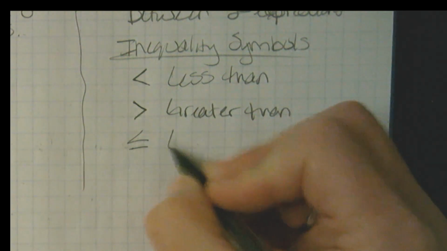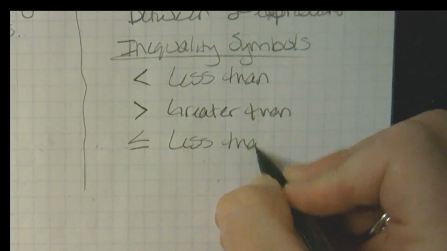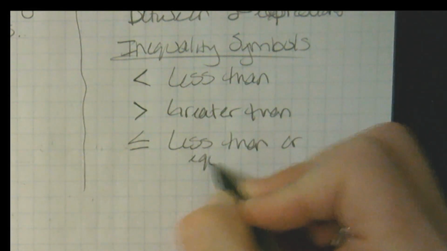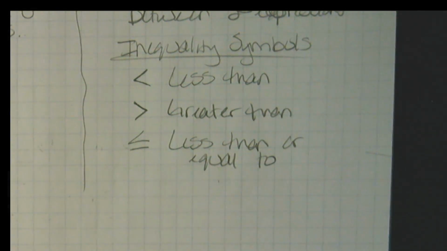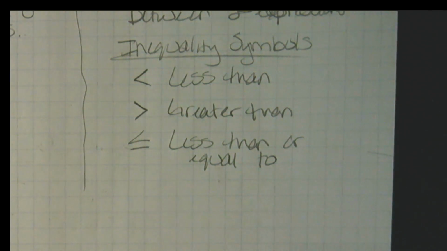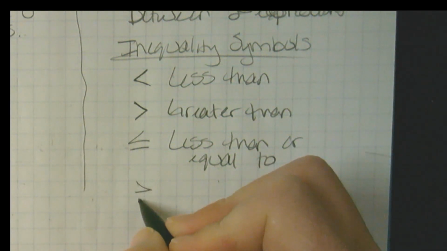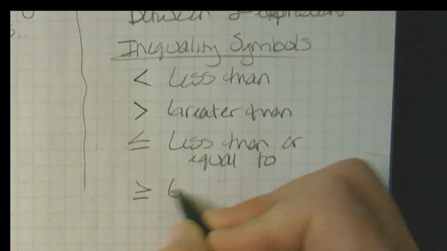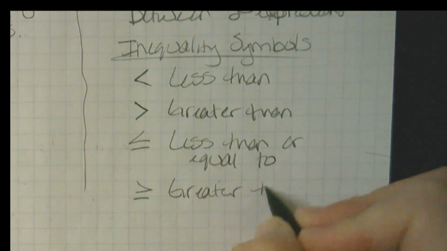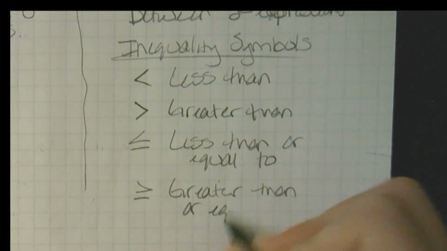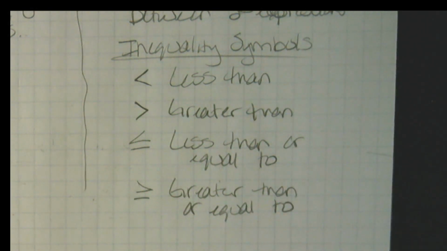Excellent, it's exactly right. So we have less than or equal to. What's the last one? Valentina? What does that mean? Excellent. Greater than or equal to. So there are the 4 possible inequality symbols. You guys cool so far?